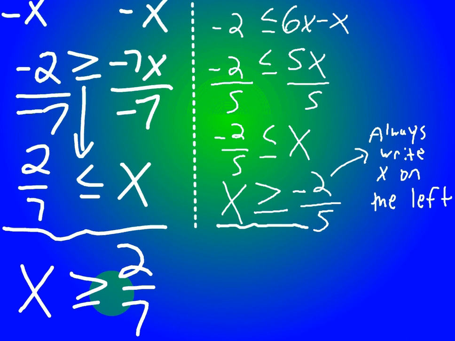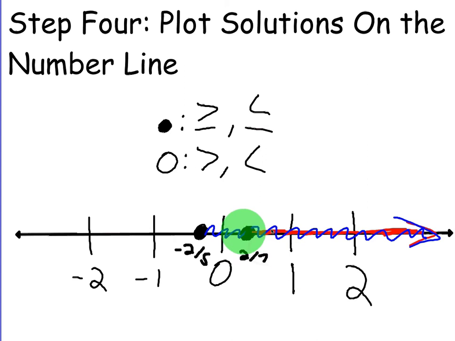So we're going to graph x is greater than or equal to 2/7. 2/7 is somewhere between 0 and 1. It won't matter. You don't have to be precise. Just put some point between 0 and 1. -2/5 will be somewhere between 0 and -1. Okay. So here's my x is greater than or equal to 2/7. It's going to be shaded with this red line. And then x is greater than or equal to -2/5 will be the blue line.